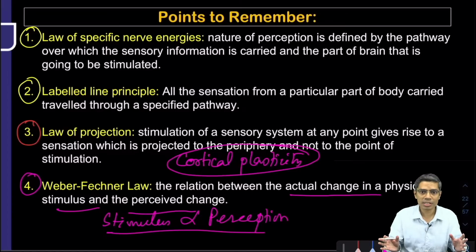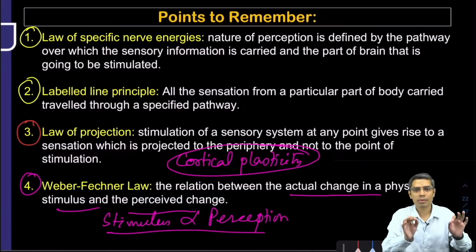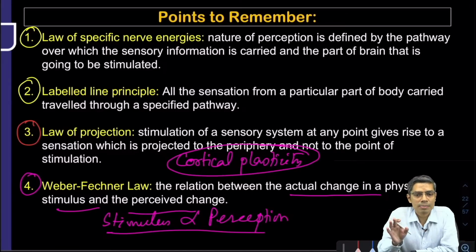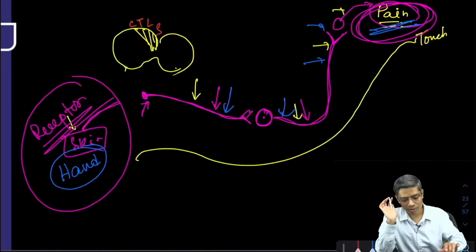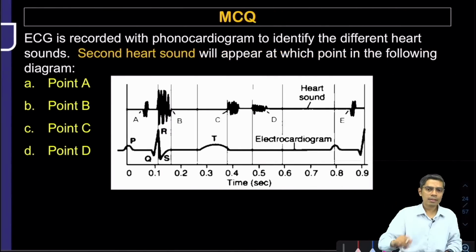Multiple mathematical equations are there, but for the time being, for your exam, just remember that the relationship between stimulus strength and perception is the Weber-Fechner law. So, at least remember these four laws for your MCQ purpose. Give me a thumbs up whether you get it up to this point or not.